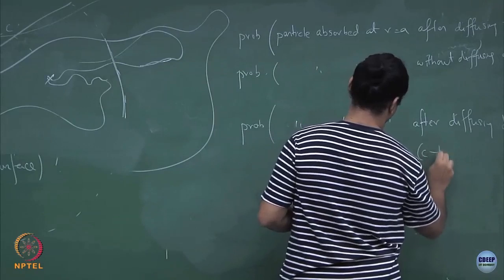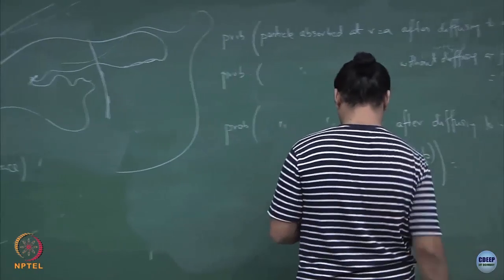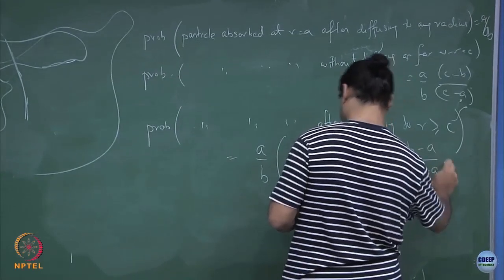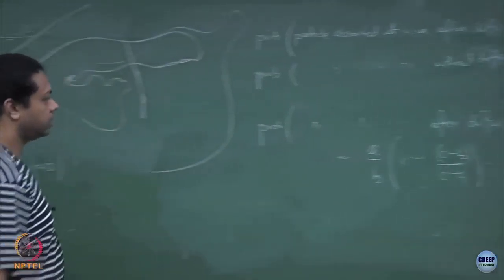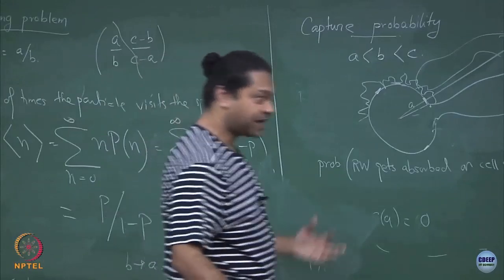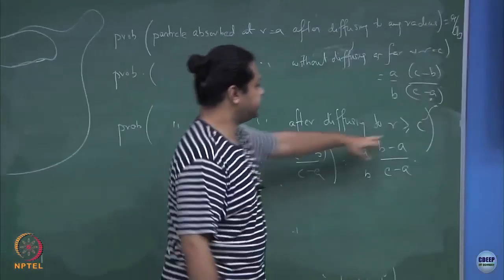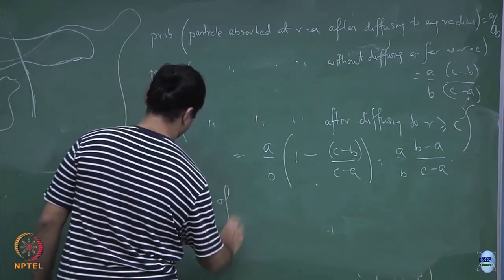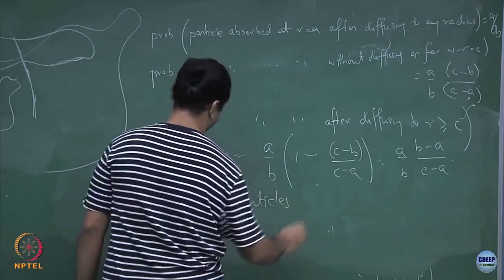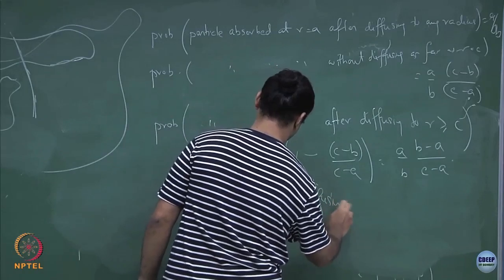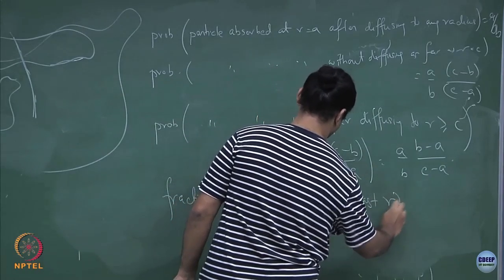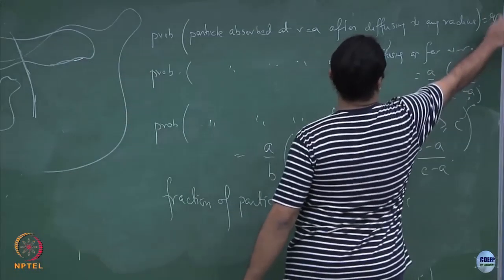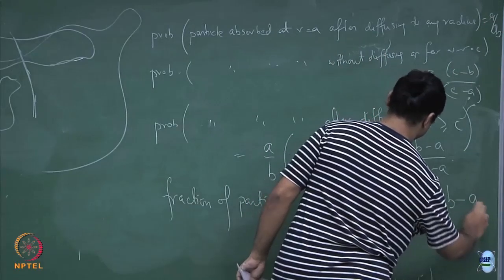1 minus c minus b by c minus a, and this is a by b, b minus a by c. So, the fraction of particles that diffuses beyond this point is going to be, the fraction of particles diffusing past r equal to c, this number divided by this total number that gets absorbed. So, that fraction is b minus a by c minus a.